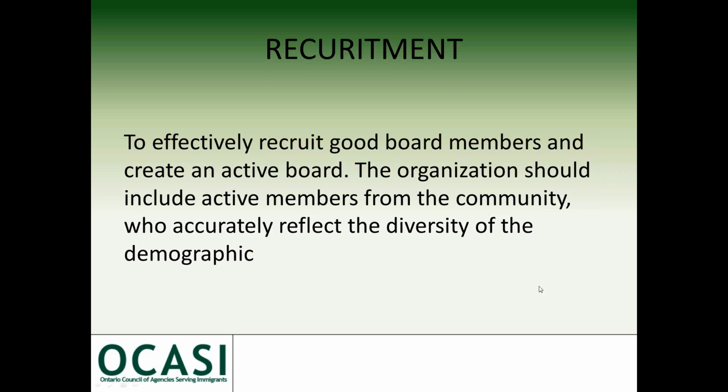The board should include active members from the community who accurately reflect the diversity of the demographic. Key piece here: accurately reflect the diversity of the demographic. Nothing is worse than having a board where it's one culture, one gender, and it doesn't speak to the makeup of the community. I think we're misguided if we do that type of structure, because you need different views and different perspectives, and the more diverse the board is, the more you're able to deal with issues from the vast majority of individuals in the community.